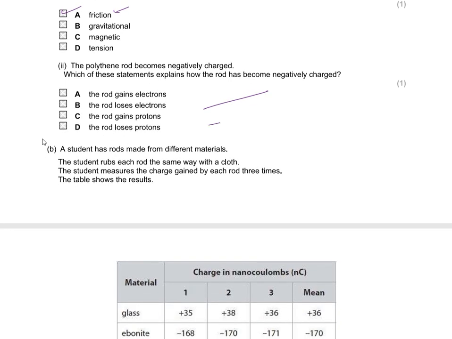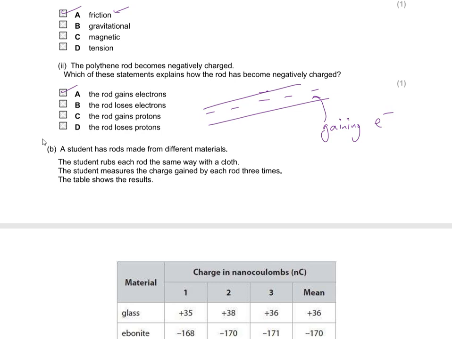So we've got the rod here, and the rod becomes negatively charged. Now, if it's becoming negatively charged, why is it? So it means they are gaining something. Okay, so what are they gaining to become electric charge? So they are gaining electrons. So the only possible is this one.